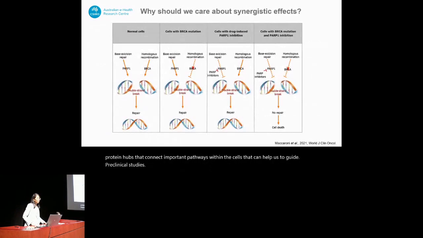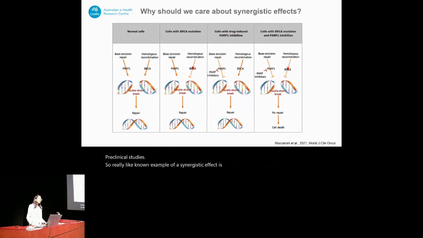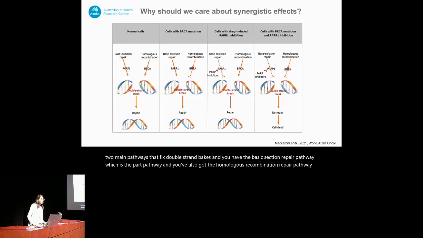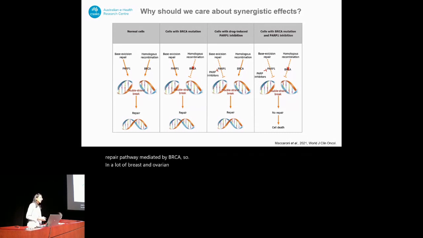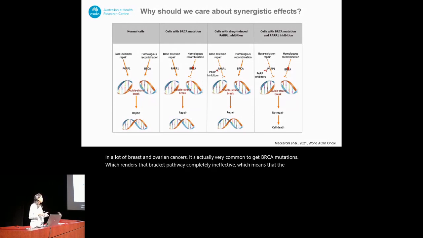So a really well-known example of a synergistic effect is synthetic lethality, whereby two orthologous pathways are co-inhibited to produce a lethal effect in cancer cells. So in a normal cell, you have two main pathways that fix double-strand breaks: the base excision repair pathway, which is the PARP pathway, and the homologous recombination repair pathway mediated by BRCA. So in a lot of breast and ovarian cancers, it's actually very common to get BRCA mutations, which renders that BRCA pathway completely ineffective, which means that the cell is solely reliant on the PARP pathway for double-strand break repair.